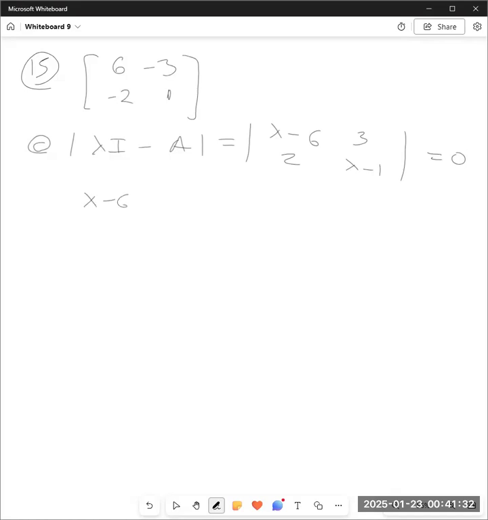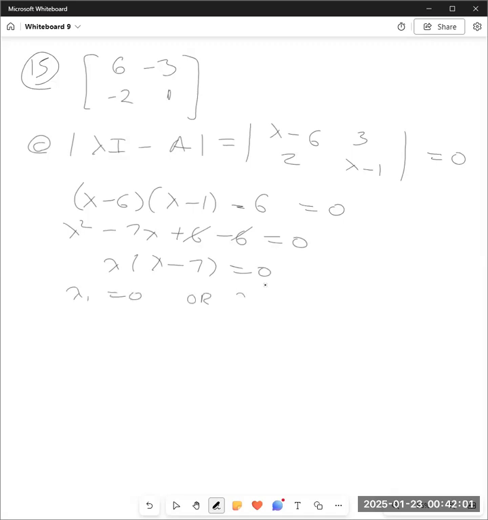So that's lambda minus 6 times lambda minus 1, minus 3 times 2 is 6, equals 0. Lambda squared minus lambda minus 6 lambda is minus 7 lambda, plus 6 minus 6 equals 0. 6 minus 6 is 0. Common factor of lambda: lambda times lambda minus 7 equals 0. So lambda 1 equals 0, or lambda 2 is equal to 7.